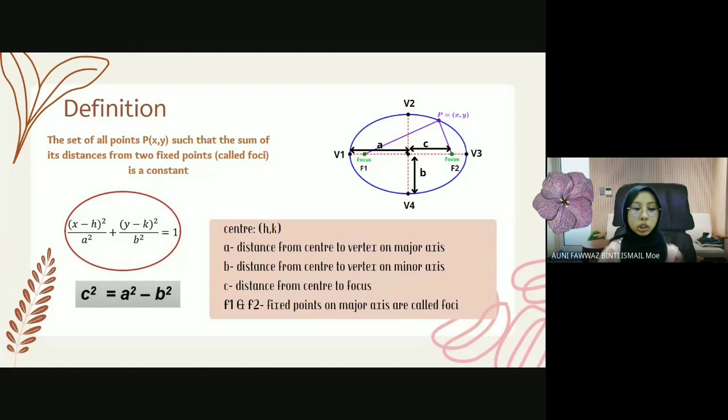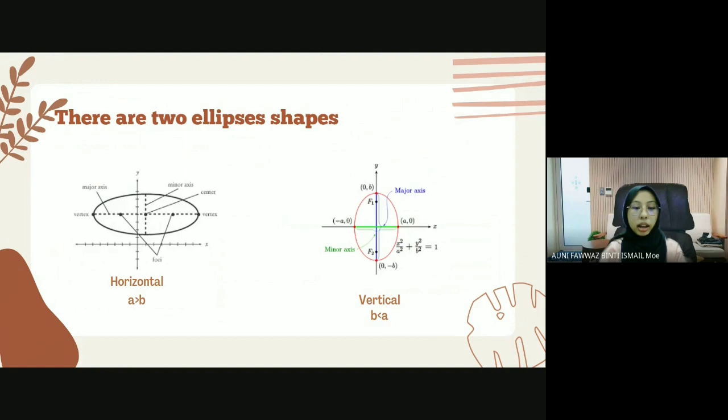So this is the general formula for the ellipse, which is (x minus h) squared over a squared plus (y minus k) squared over b squared equals 1. Then the last equation is c squared equals a squared minus b squared. Next, the ellipse has two shapes, horizontal and vertical. For horizontal, a is greater than b, and for vertical, b is greater than a.